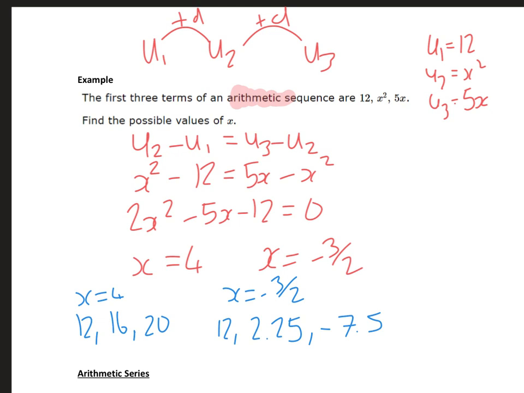And again, that's arithmetic. It's a bit tricky to spot, but the common difference this time is minus 9.75. Yeah, so 12 take away 9.75 is 2.25. If I take away 9.75 again, I get minus 7.5. So it works, they're both arithmetic.